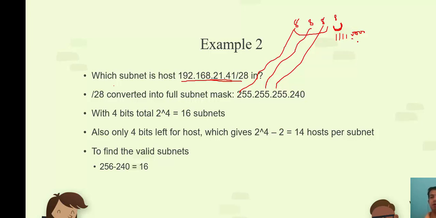And remember, only 4 bits are left for the host part. So in each subnet, we can connect 2 to the power 4 minus 2, 14 hosts. That means in this scheme, only 14 computers can be connected to each subnet. There are 16 subnets, and in each subnet, 14 computers can be connected. So how do we find the subnets? We can find the subnets by using this simple shortcut: 256 minus the rightmost non-zero part, which is 240 here, gives 16. So we increment by a value of 16.